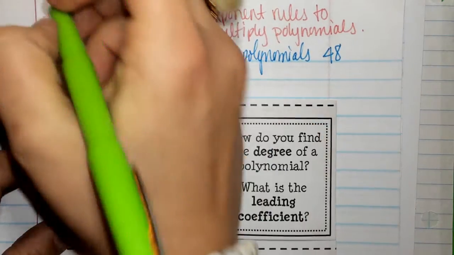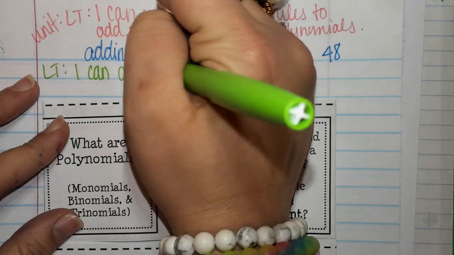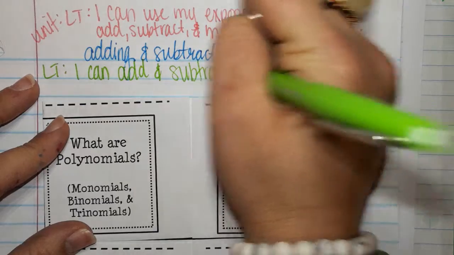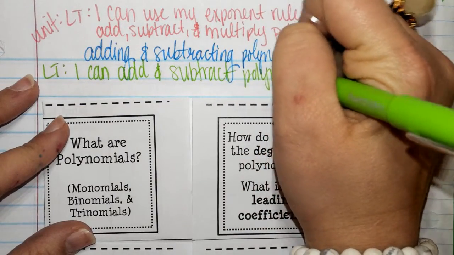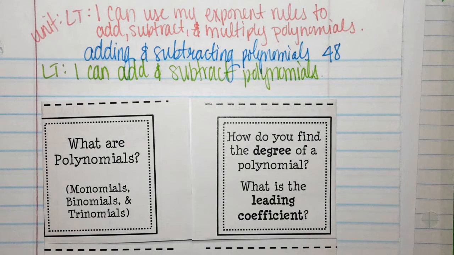Alright, so our learning target for today says I can add and subtract polynomials. Now I know that we don't know what polynomials are, but that's the first thing that we're going to learn today. What does the word poly mean? Multiple, right? What does the word mono mean? One. The same or one. What does the word bi mean?